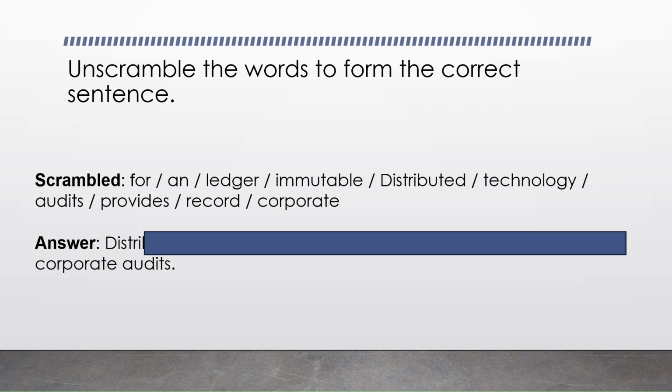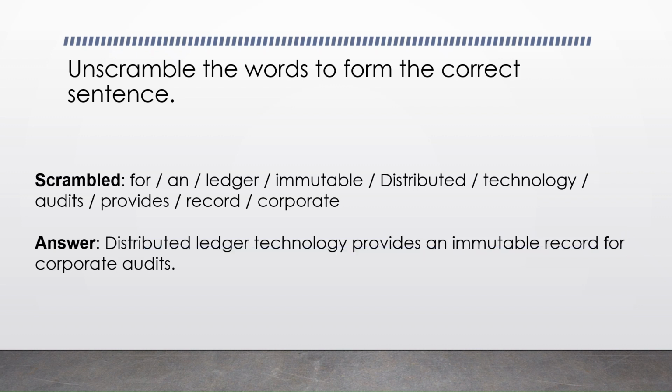All right, here we go, the last one. So it looks like the first word is covered up here. We can't see all of it, but we know it starts with a capital D, so I bet if you took a look at the available words in the scrambled section, you could probably figure that out. And the last two words are corporate audits. Go ahead and pause the video. Let me know what you think this sentence is in the comments below. Here we go. So distributed ledger technology provides an immutable record for corporate audits.